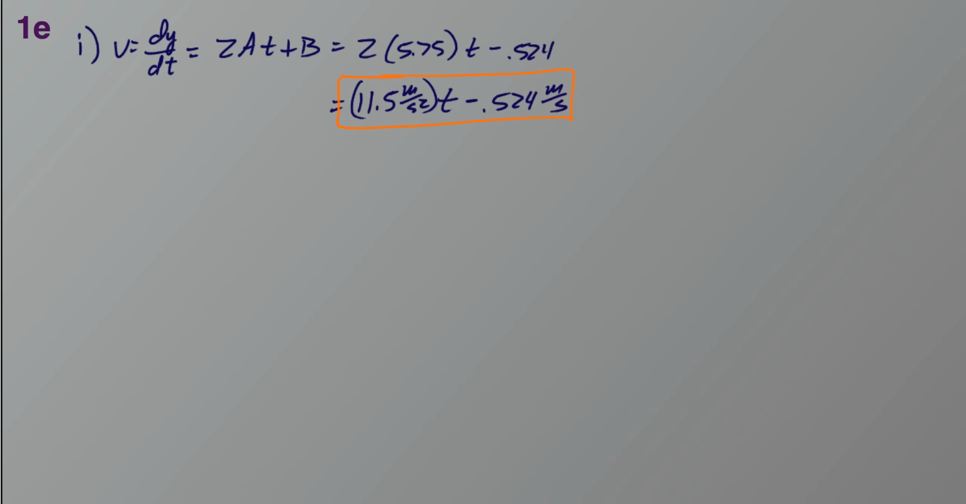Now, E2, calculate the new experimental value for g. All right, again, you can do this several ways, but I would probably go with acceleration being the second derivative of position with respect to time, or the first derivative of velocity with respect to time. Looking at that, that's just going to be 11.5 meters per second squared.